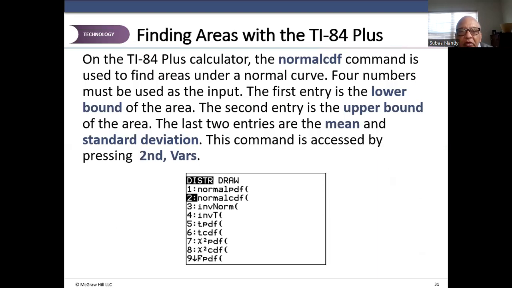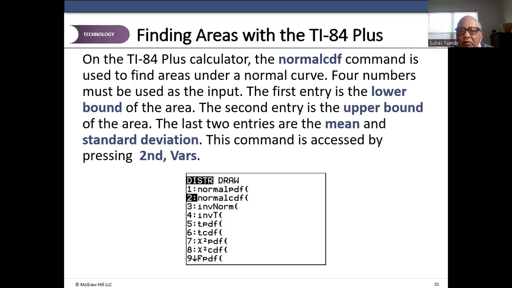TI-84 Plus. On the TI-84 Plus calculator, the normal CDF command is used to find the areas under a normal curve. Four numbers must be used as input. First is the lower boundary, which means the lower boundary of the area. The second entry is the upper bound, or boundary, of the area. The last two entries are the mean and standard deviation.